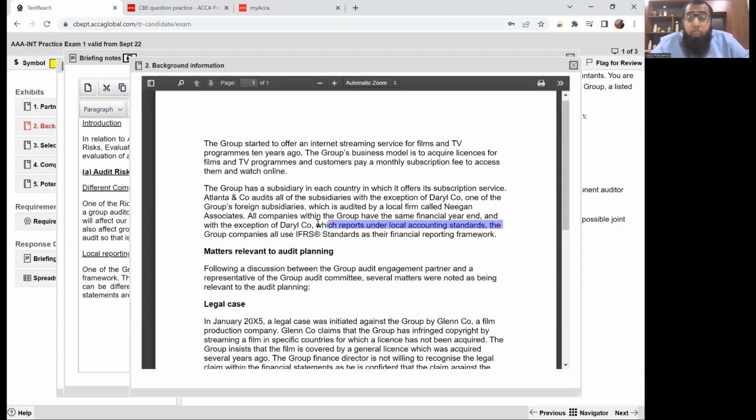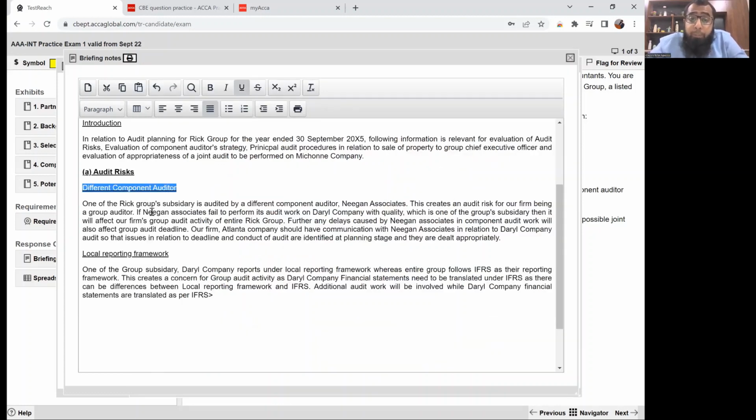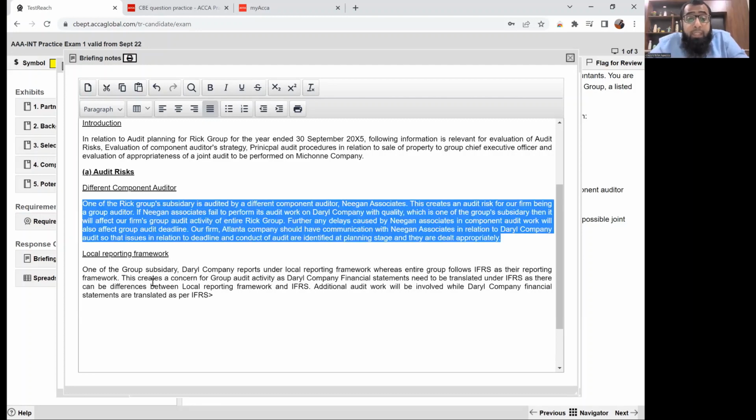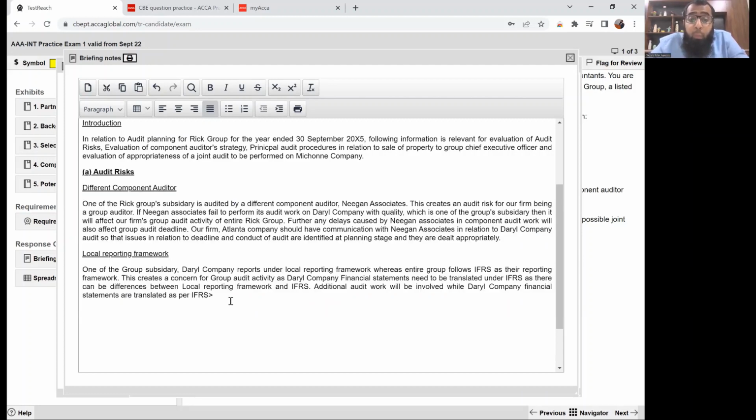Okay, so Darrell company is reporting under local accounting standard. So obviously there is an issue that when it is reporting under the local accounting standard, maybe there are differences in the IFRS and the local accounting standard. So the first audit risk was different component auditor. Okay, then the second issue was that one of the group's component, Darrell company, is reporting under local accounting standards. So we need to do the translation.